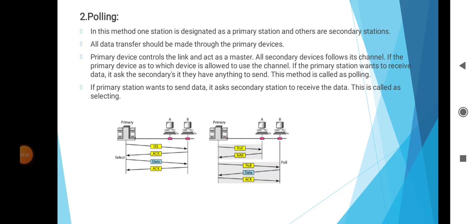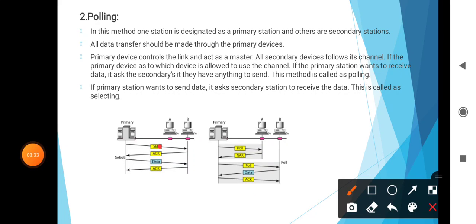When the primary station wants to send, it first sends the SEL frame, that means select, in this figure. The SEL frame contains the address of the secondary machine to which it wants to send the data. Then the primary machine waits for the acknowledgement, ACK, from that machine, and once the acknowledgement is received, the data is sent. And the second one is the poll.